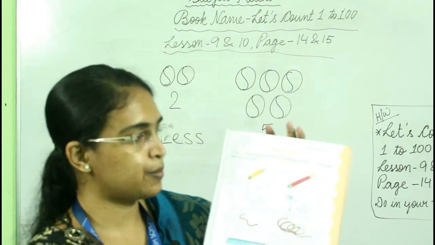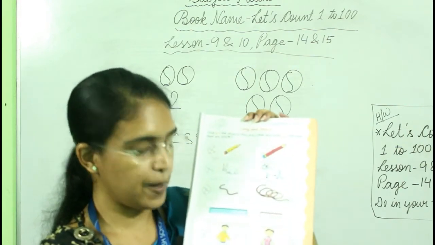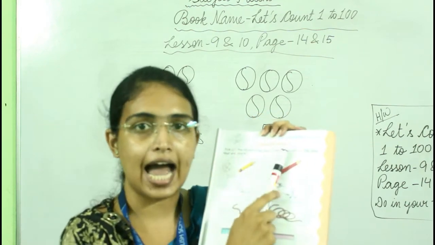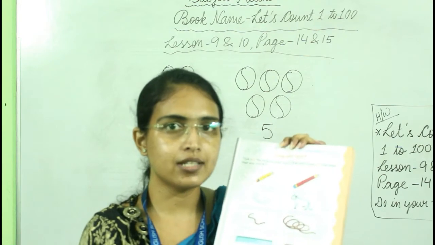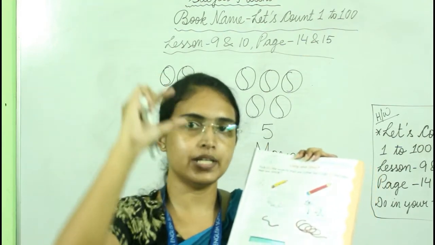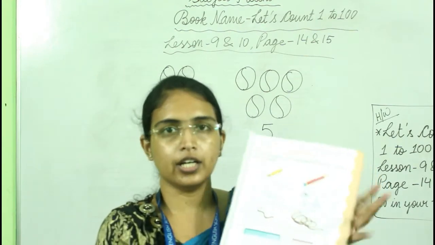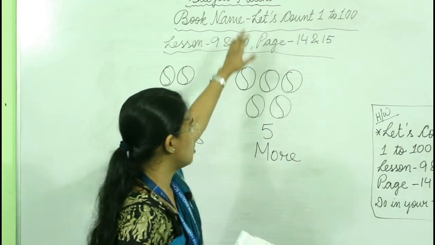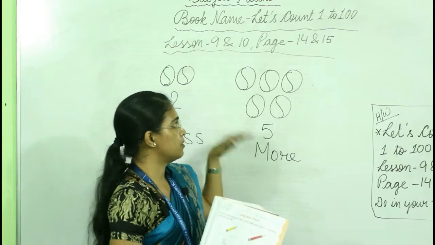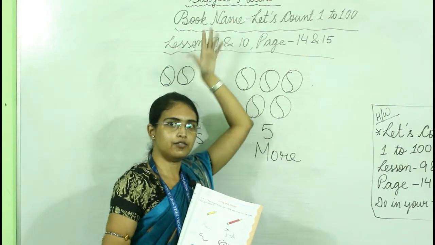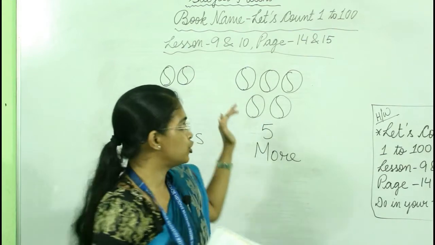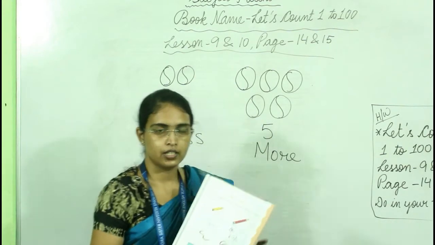Now come to the next page, that is page number 15. Here the topic is long and short. Long means lamba, short means chota, okay. Now look, this board is long, right? मेरे से भी बड़ा है ना board, right? So this board is long and I am shorter than this board, right?